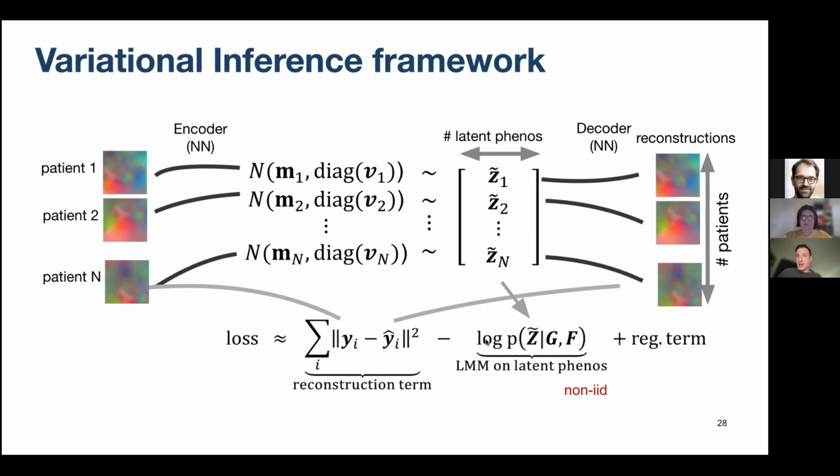Then we have a second part in the loss, which represents the statistical model in the latent space, and specifically here it is the negative log likelihood of a linear mixed model. Importantly, there's a difference between this model and the variational autoencoder: this part of the loss is non-IID. And so the assumptions behind the applicability of mini-batch gradient descent break down. One needs to be smart about how to perform inference in this setting in order to infer the parameters efficiently.